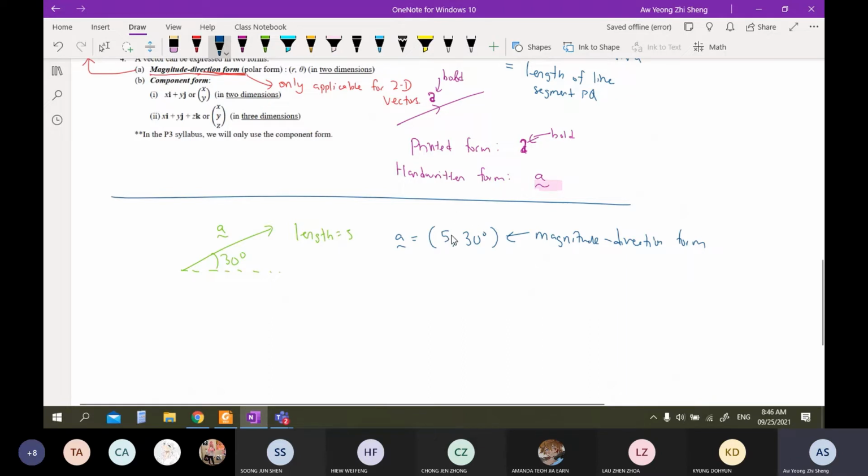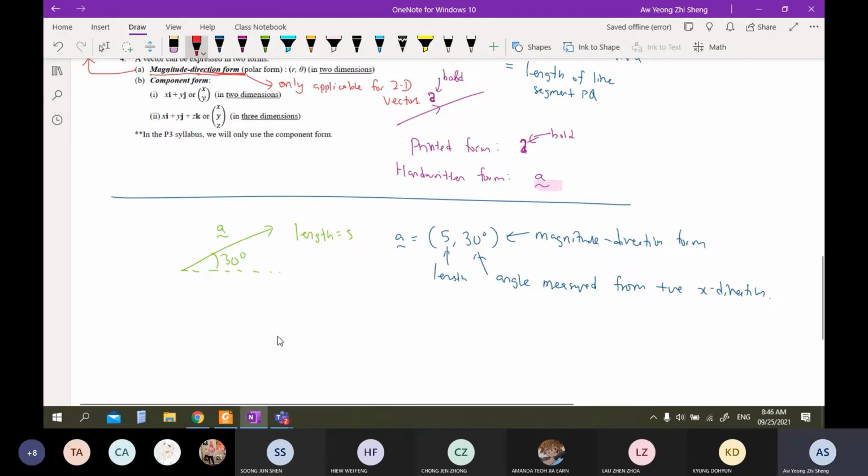So it will be written in brackets consisting of two numbers separated by a comma, where the first number represents the length and the second number represents the angle measured from the positive x direction.